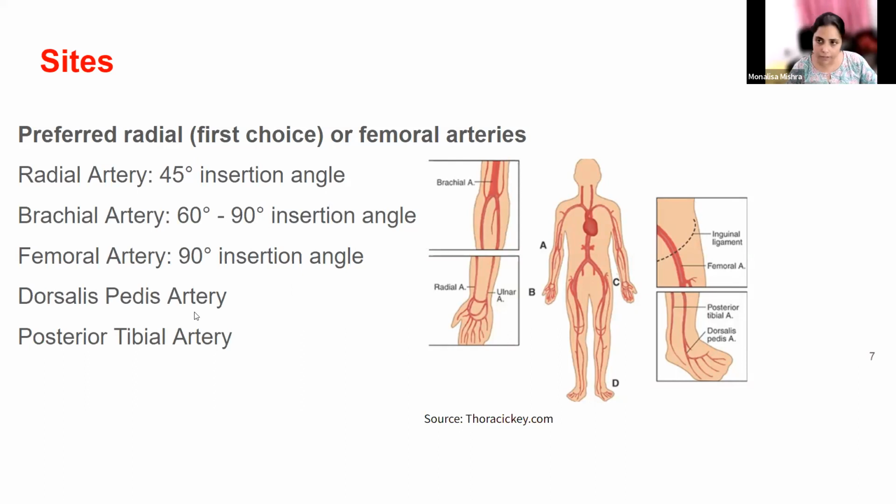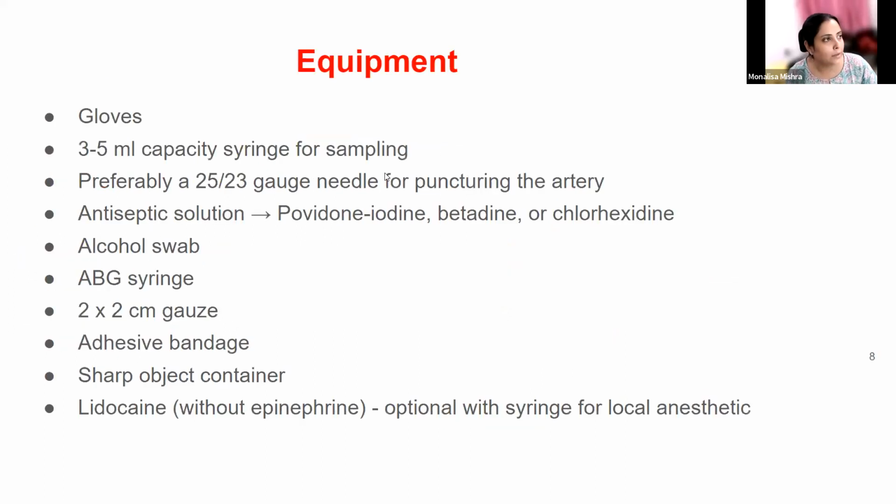So if you practice ABG every day in your ICU, you know that the first choice is always the radial artery. And if there is any reason why you're not able to feel a radial pulse, sometimes the patient is very hypotensive, then you go for the femoral artery. But be very careful while taking a femoral sample, because first of all, that is a very difficult site to stop bleeding if there is a hematoma. So you have to make sure that adequate pressure is given. So these are the sites of taking.